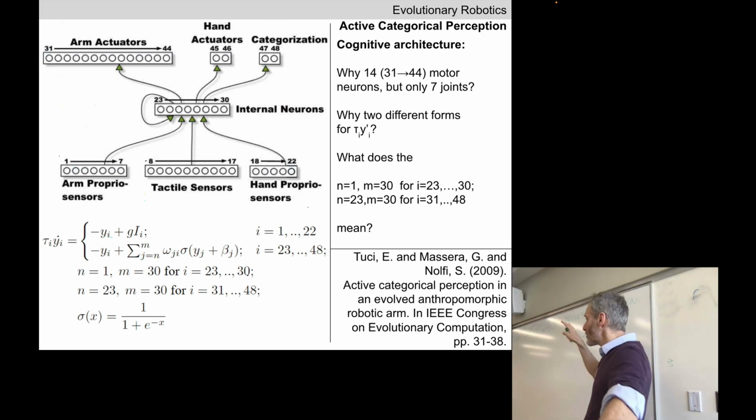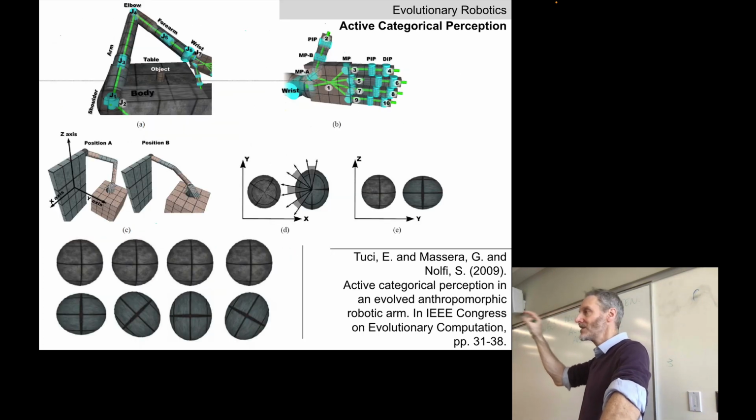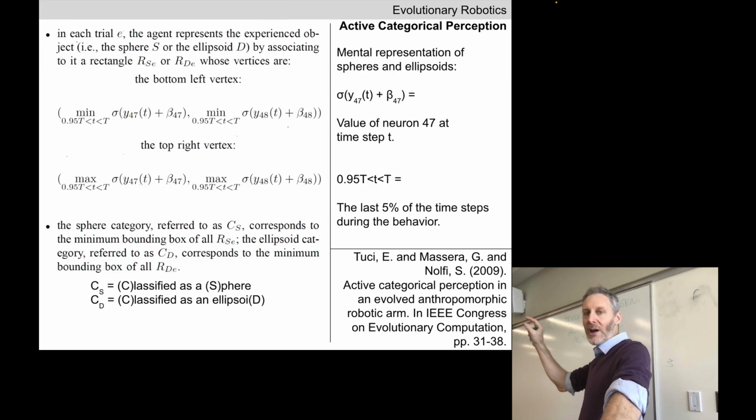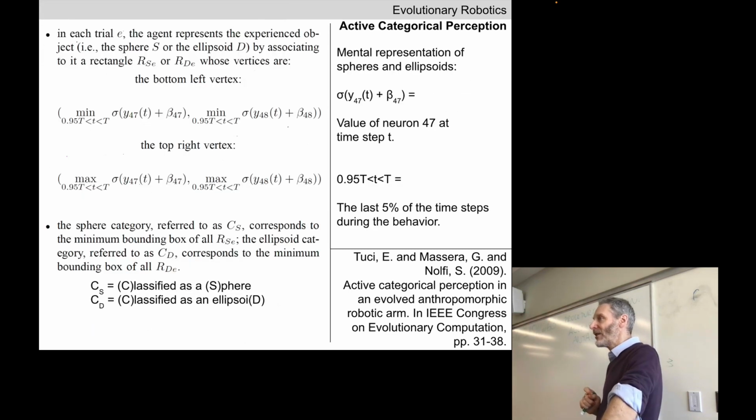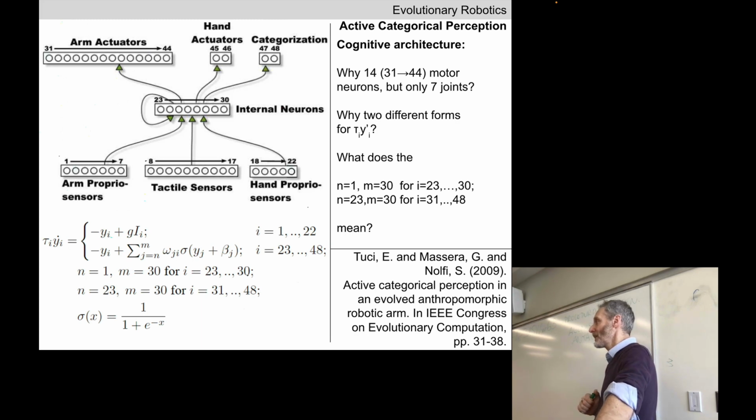Okay, so they're going to create a population of random CTRNNs. Each CTRNN needs to encode values for all of these parameters over these 48 differential equations. We take each CTRNN, plug it into the robot 16 times, and we want a fitness function that's going to tell us how the robot did at distinguishing between spheres and ellipsoids. You could probably already guess that it's going to tell us at neurons 47 and 48.